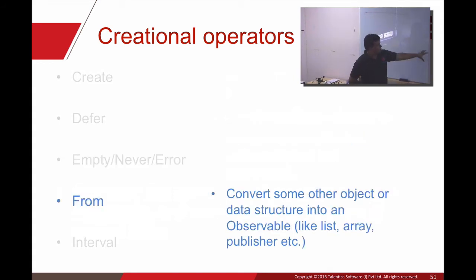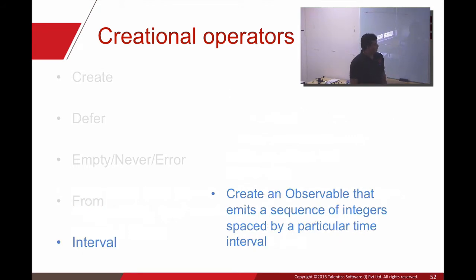And from: if you have, say, a list or any list data structure, you can use from. So you can create observables from a list of items or from an array or from a flowable, from different types. Interval just emits a sequence of integers in the specified interval. It will not call onComplete.